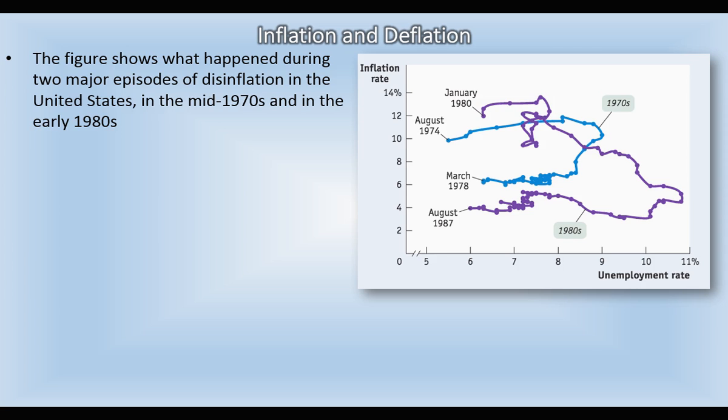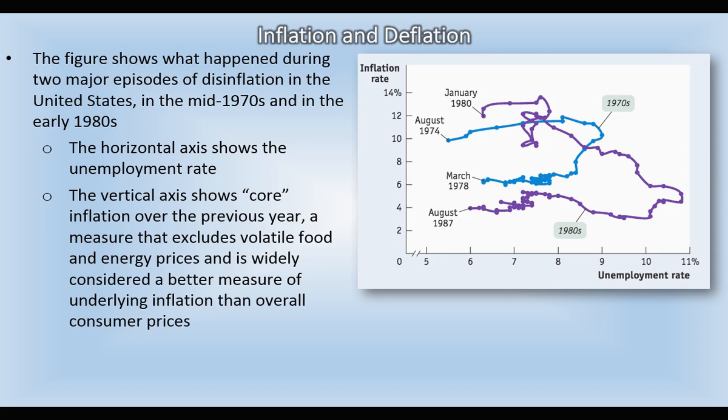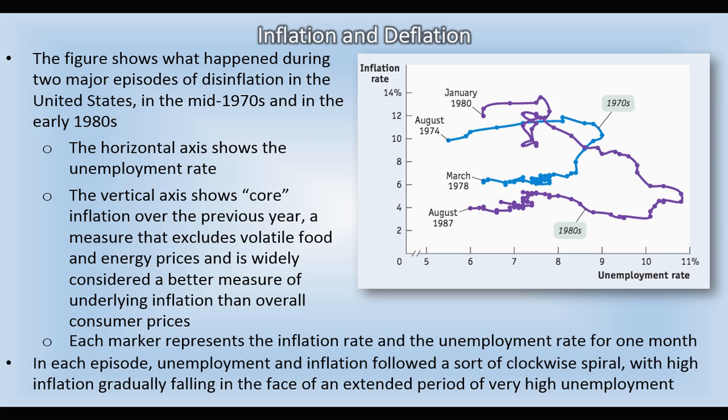Again, the figure shows what happened during the two major episodes of disinflation. Again, the horizontal axis is the unemployment rate. The vertical axis shows the core inflation over the previous year, a measure that excludes volatile food and energy prices and is widely considered a better measure of underlying inflation than overall consumer prices. Again, each marker represents the inflation rate and the unemployment rate for one month. In each episode, unemployment and inflation followed a sort of clockwise spiral, with high inflation gradually falling in the face of extended periods of very high unemployment.